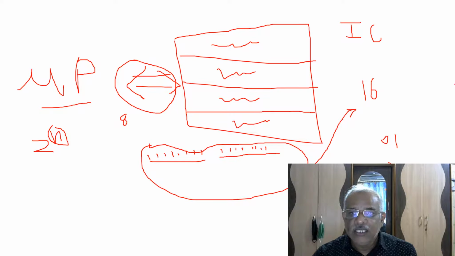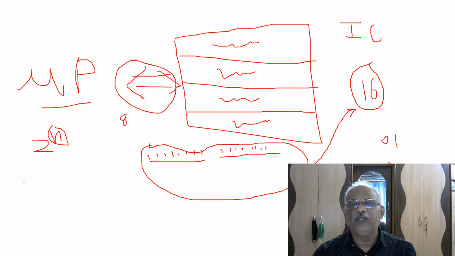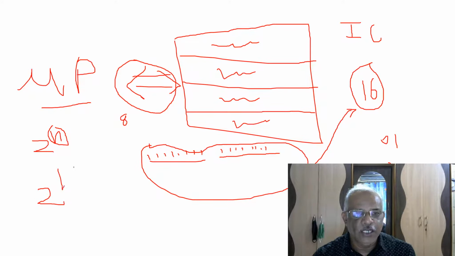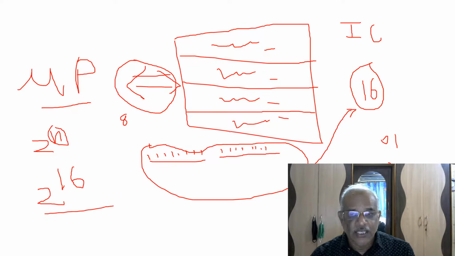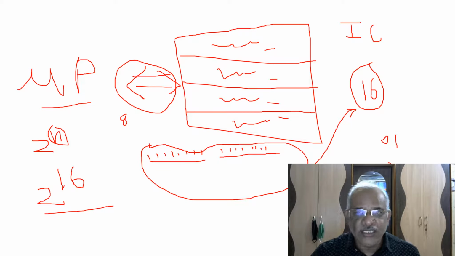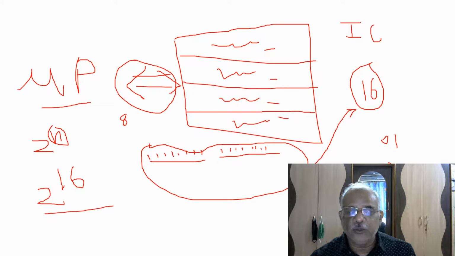Now we have 16 bits at our disposal to address a particular memory location. Therefore, I can similarly say that it is nothing but 2 raised to 16 memory locations. 2 raised to 16 such blocks, 1, 2, 3, 4, 5, up to 2 raised to 16, I can access. Now, how this 2 raised to 16 number is important in the microprocessor 8085, that we will see. But before, let us try to understand what is the exact number 2 raised to 16.